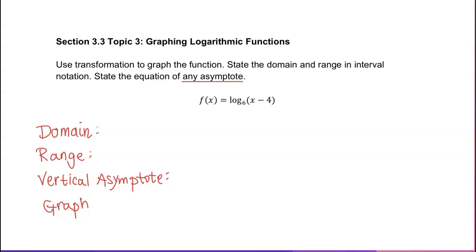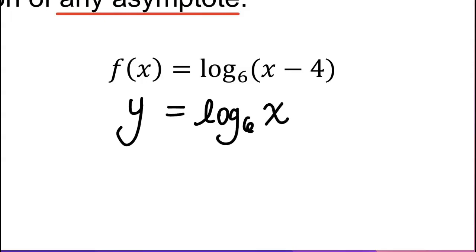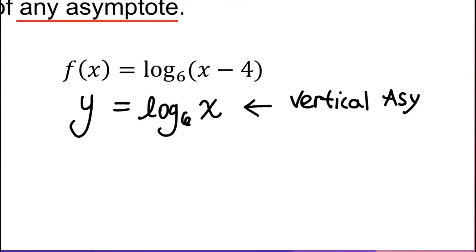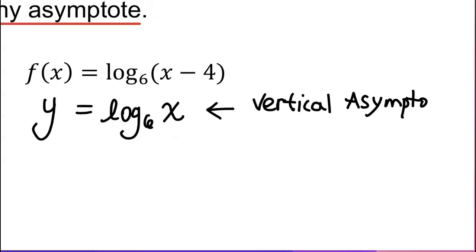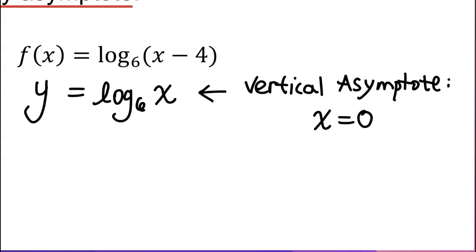Log functions will have vertical asymptotes, and they depend on the horizontal translation. So I am going to write a basic function, y equals log base 6 of x, and tell you that this function has a vertical asymptote at x equals 0. So that's like a default vertical asymptote without any horizontal shift.